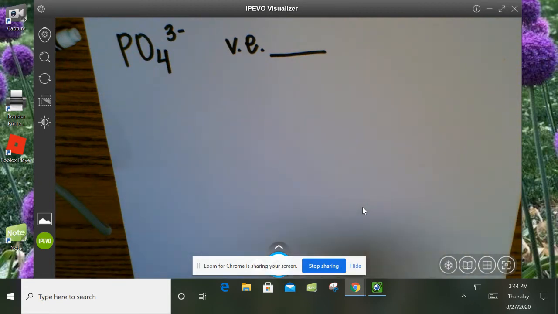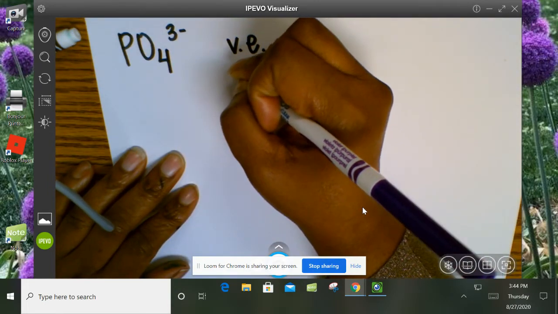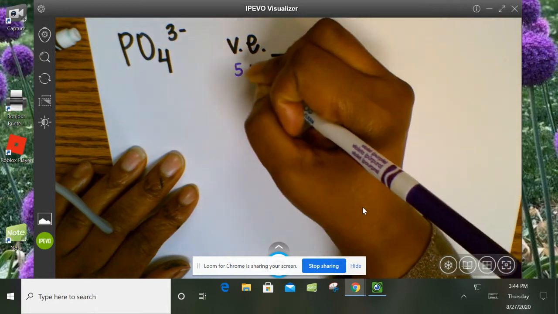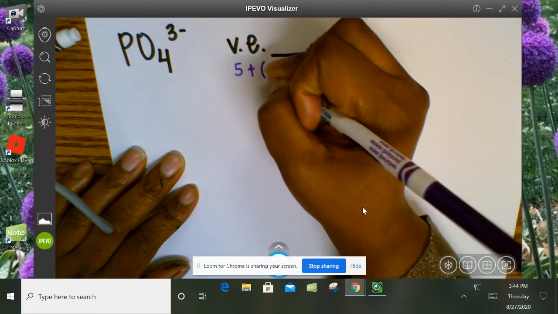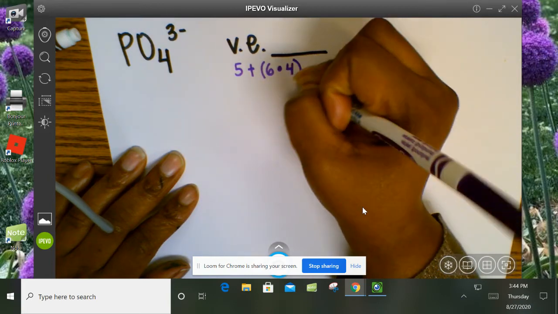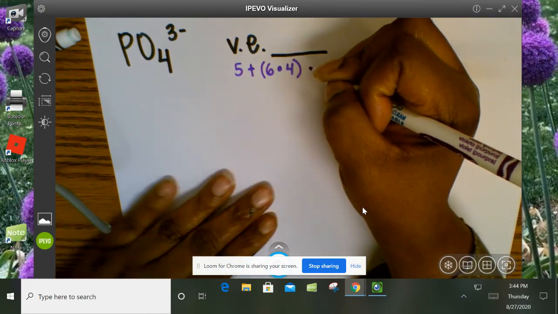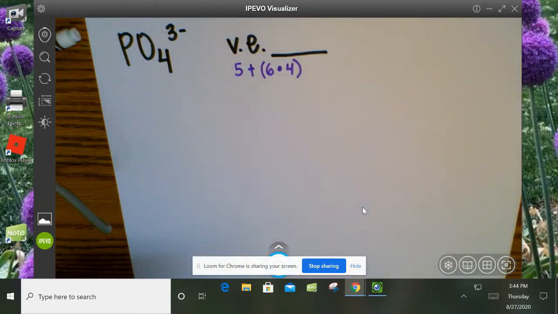So anyway, we start by counting the total number of valence electrons. It looks the same as what we did yesterday in class. You go to phosphorus and you see that there are 5 valence electrons. There are 6 for each oxygen, but since there's 4 of them, I'm going to multiply it by 4. And then the thing that's different is the -3 right here.